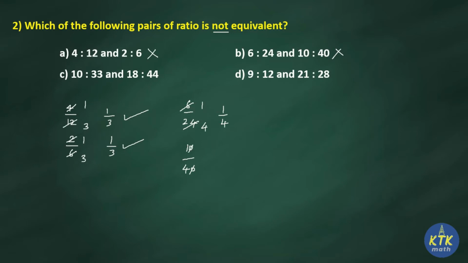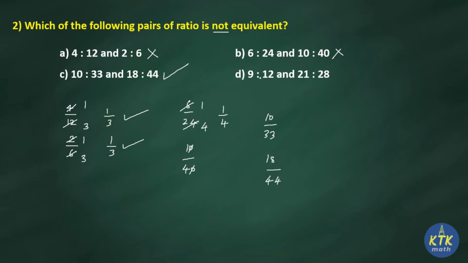Next, 10:33, 18:44. So 10/33, then 18/44. So 10/33, is it possible to cancel? They don't have any common factor. Therefore it's not possible to reduce this 10/33. Here even if you are reducing also, you are not going to get 10/33, because check the numerator, it's not in terms of multiple of 10. Therefore option C is your answer. It is not equivalent ratios.